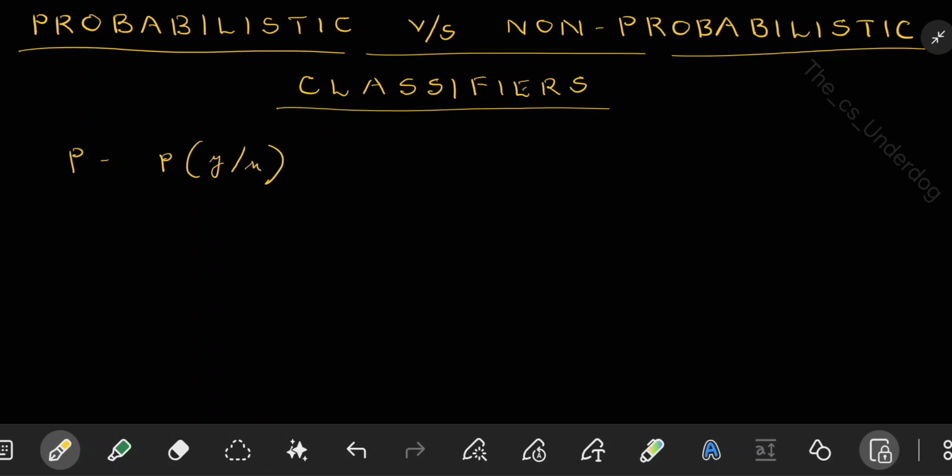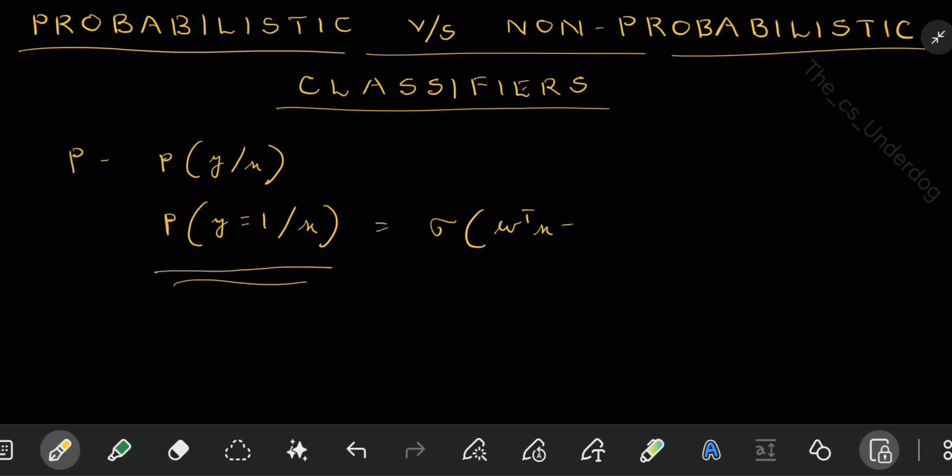So when I say class probabilities, it will give something like this: probability of y equal to 1 given x, that is the probability that this particular example belongs to class 1. If you remember our logistic regression lecture, we had seen that probability of y equal to 1 given x was found as sigma of w transpose x plus b, and from this we found out the probability that x belongs to class 1.